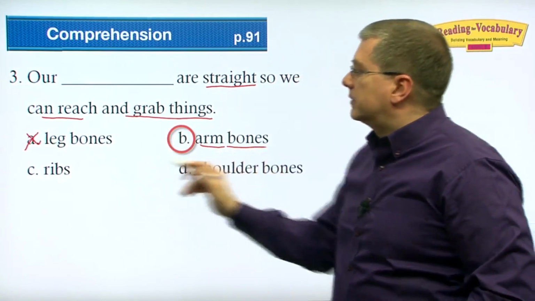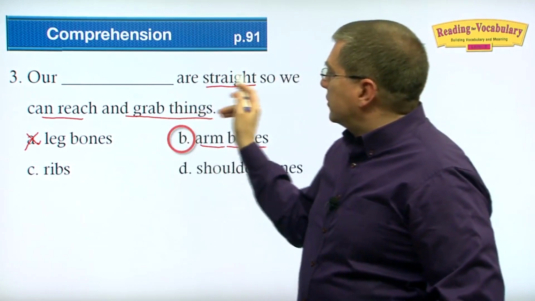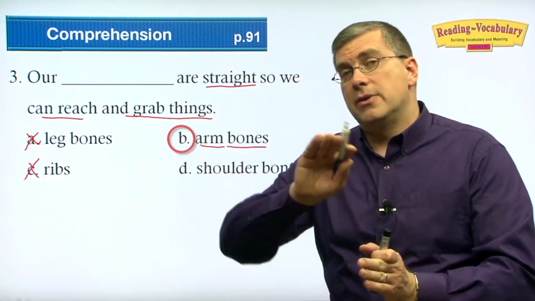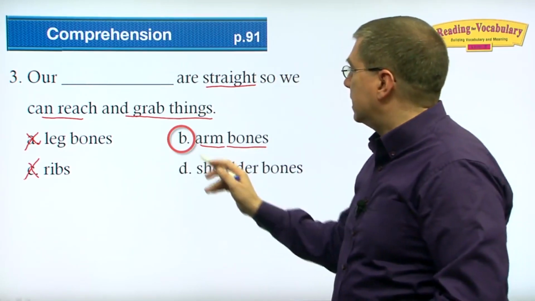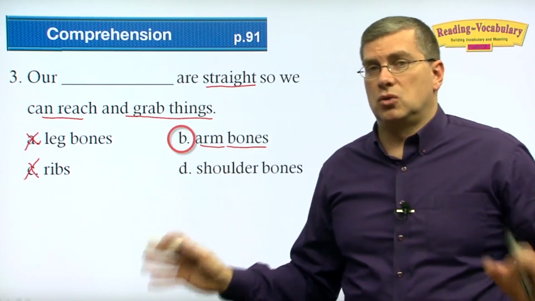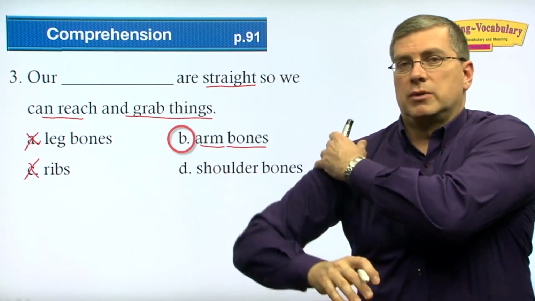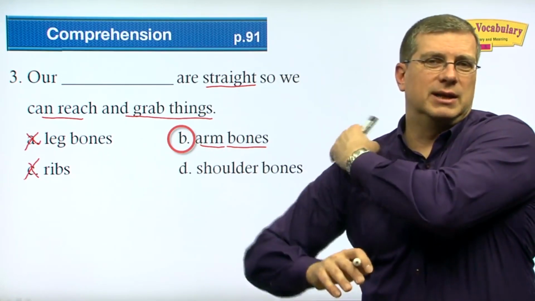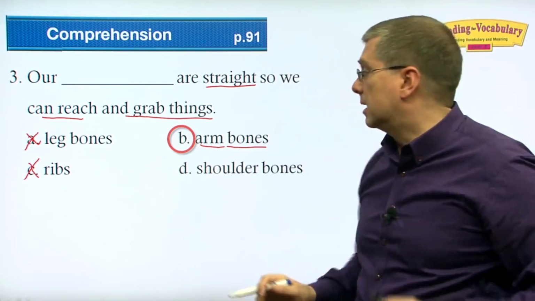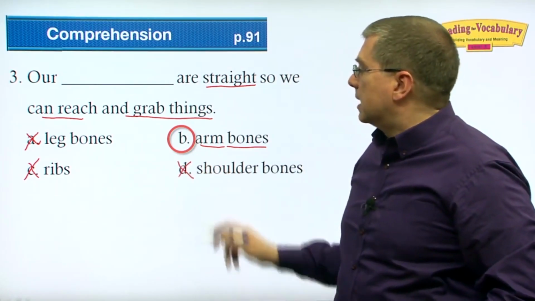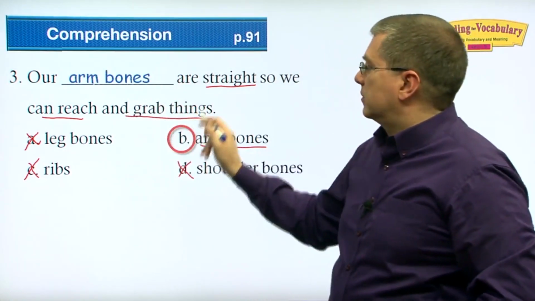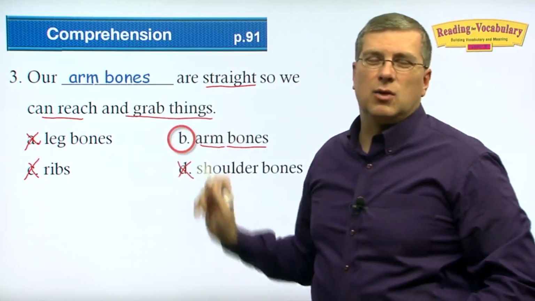That's the answer. Let's look at C. Our ribs are straight? No, right away we know that's not correct because ribs are not straight, they are curved. D. Our shoulder bones are straight. The reading passage didn't talk about shoulder bones, right? But if you think about your shoulder bones up here, they're not really straight, they're kind of curved. It connects your arms to your body, right? So that's not the right answer either, because the reading passage didn't say anything about shoulder bones. Our arm bones, as we know, are straight so we can reach and grab things.